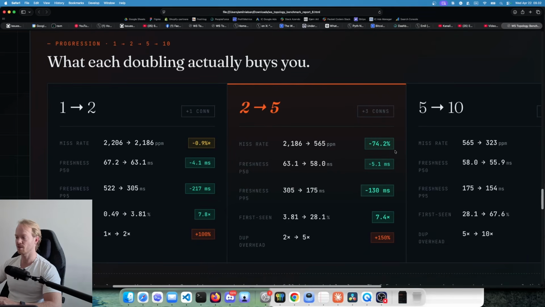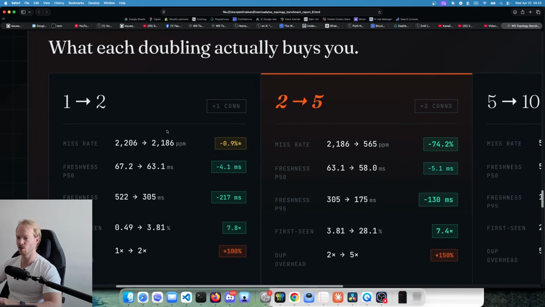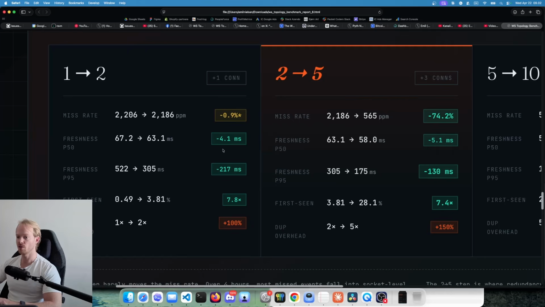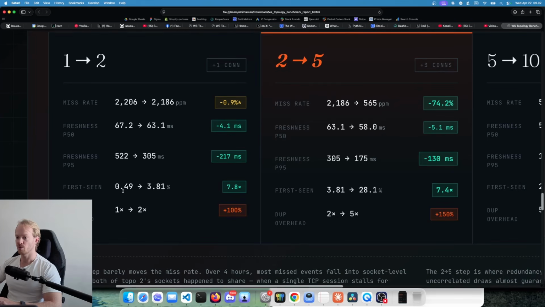So as a wrap up of this video, you can see here going from 1 to 2 connections, you're not really improving the miss rate of the events. You do decrease the freshness or the latency by about 4 milliseconds, at least in my test here. You drastically decrease the latency of the 95 percentile. You also increase the first seen, as we just discussed, like 8x, from 0.5% to almost 4%.